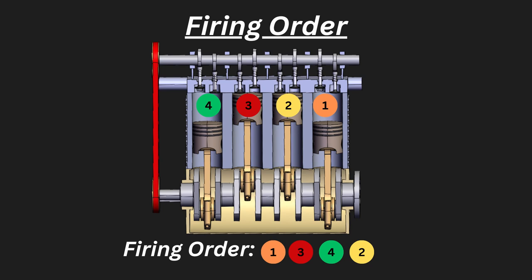But why in this jumbled order? Why not go chronologically? 1, 2, 3, 4. That seems a lot easier, doesn't it? We go piston 1, piston 2, piston 3, piston 4. Easy peasy. But that's not how it works. And let me explain to you why.